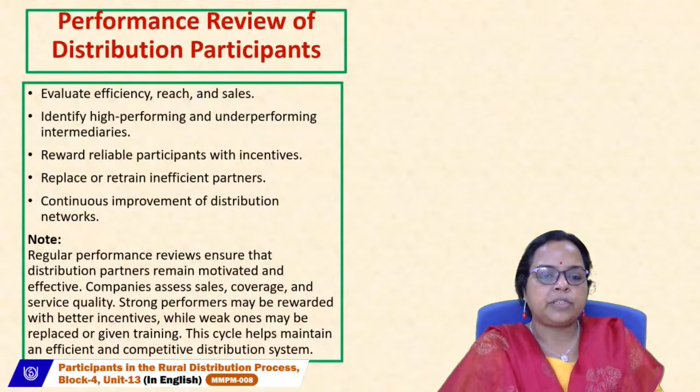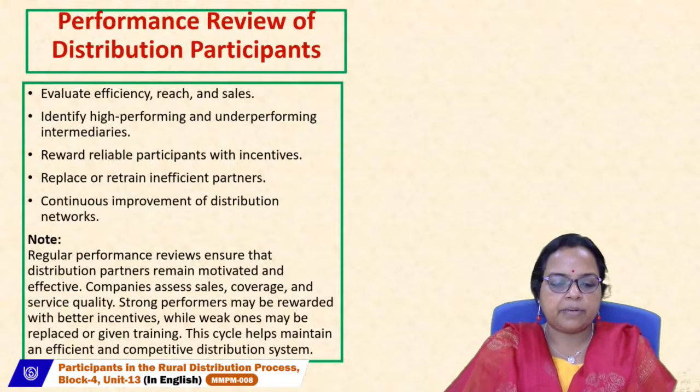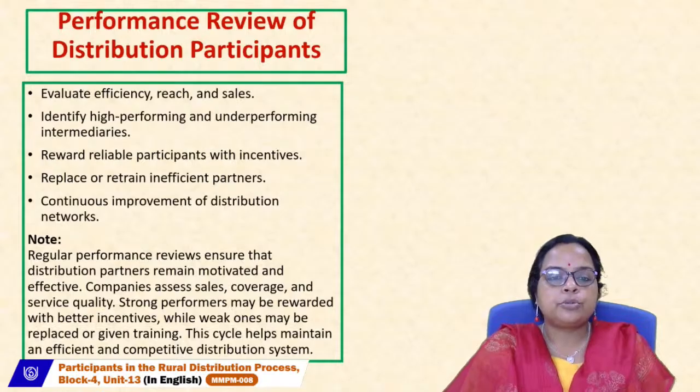Out of this performance review, the company will understand which distribution participant is doing what. If they are not doing as per the mark, they can be trained well to reach the particular target. So in the performance review you can evaluate the efficiency, the reach to the customer, and the sales figure. It helps the marketer in understanding which distribution partner is performing high and who is not, and it also helps the underperformers to enhance their skills in matching the target benchmark.